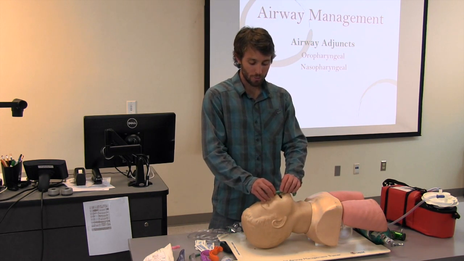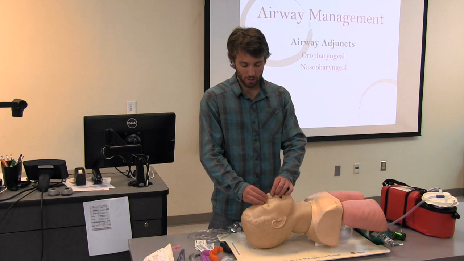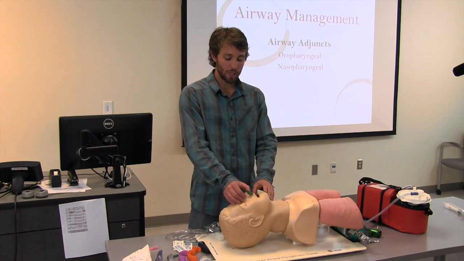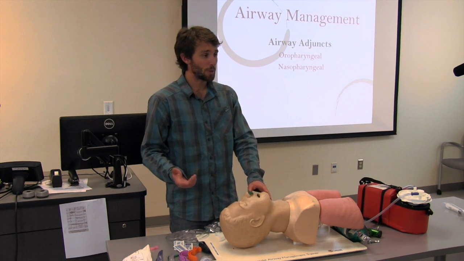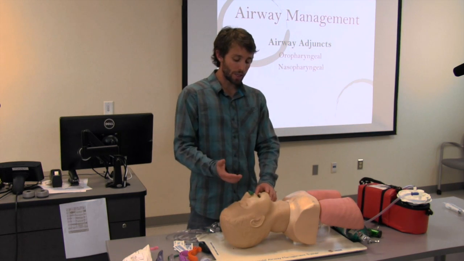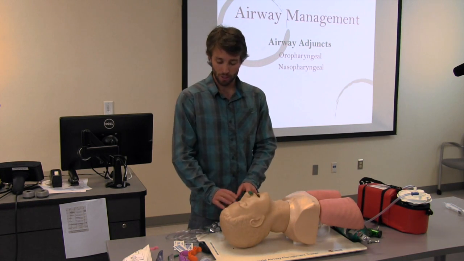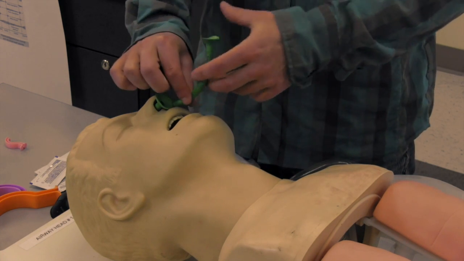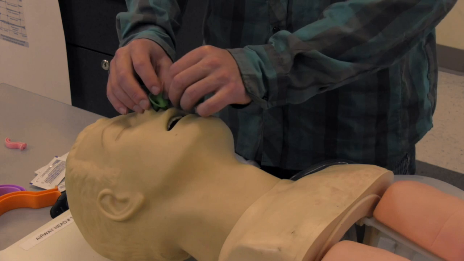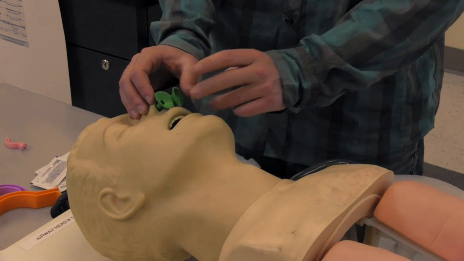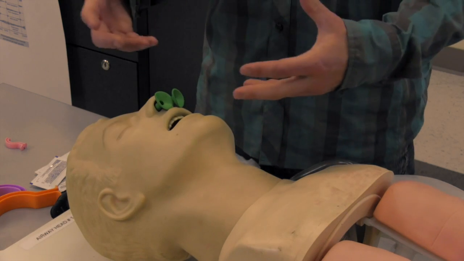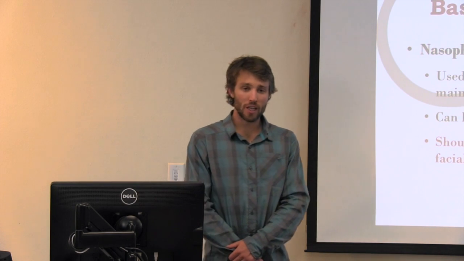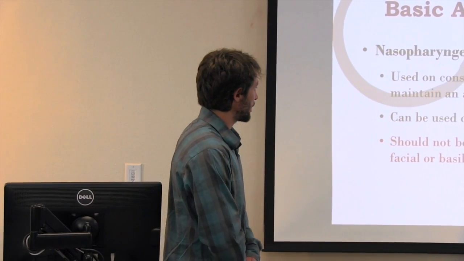Once we have the NPA in place, and this mannequin is not well lubed, so it's fighting me a little bit. Once we have that NPA in place, if we would like a little bit more of an open airway, there's not any reason why we can't put another nasal airway in. I do not have the correct size of airway to demonstrate the second airway, but essentially I can put a small one in here just to demonstrate what that would look like. And this is essentially two NPAs in the same patient, allowing for a more significant airway in one that is compromised. So just a nice summary of an NPA, the advantages and disadvantages of an NPA.